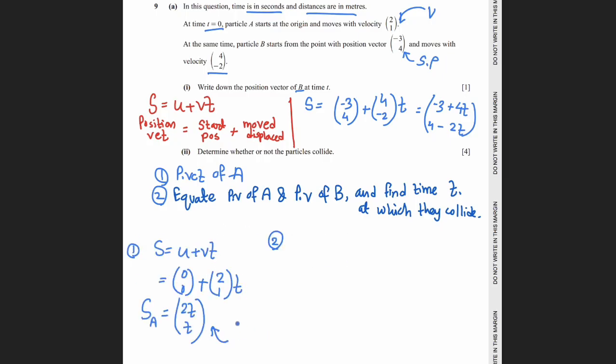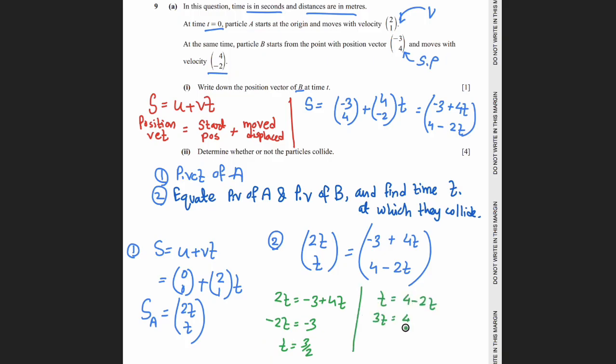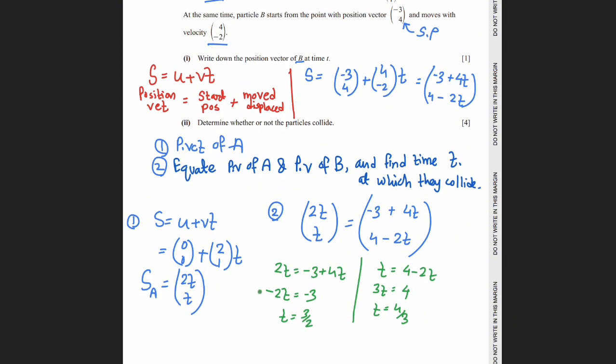Now this is our position vector of particle A. Now let's equate it. Now we have two equations over here. The first equation is the top row and the second equation is the bottom row. If these equations give the same value of t, then they collide. If these two equations give different values of t, then they don't collide. Okay, we have got our first value of t. Oh, we have got our second value of t, which means these particles do not collide.